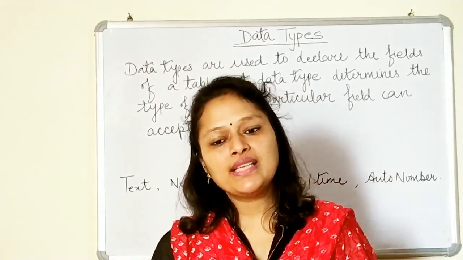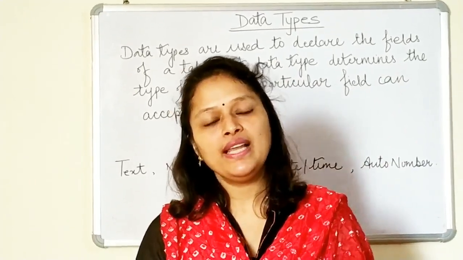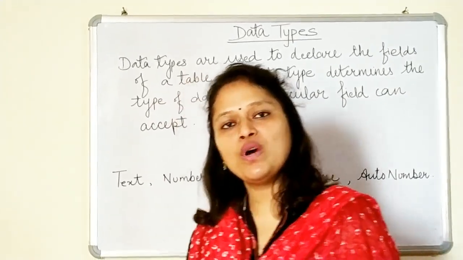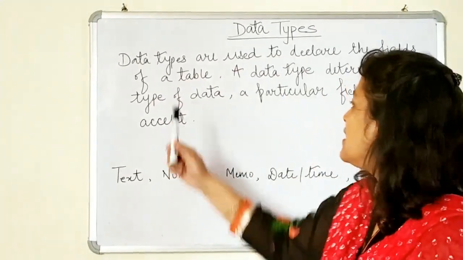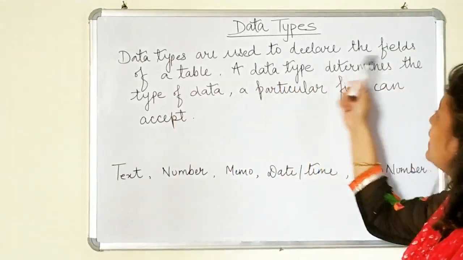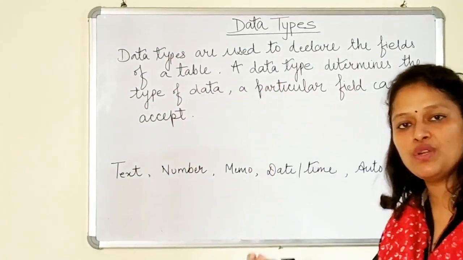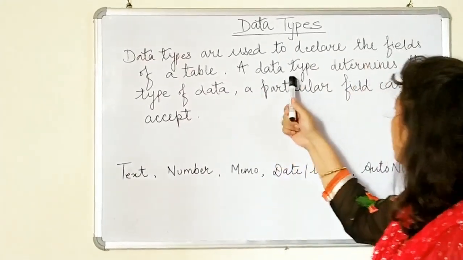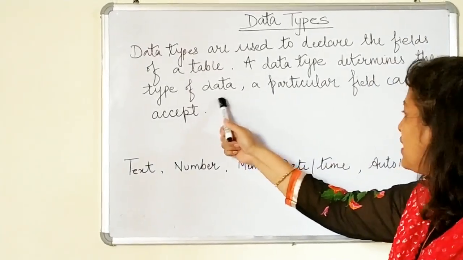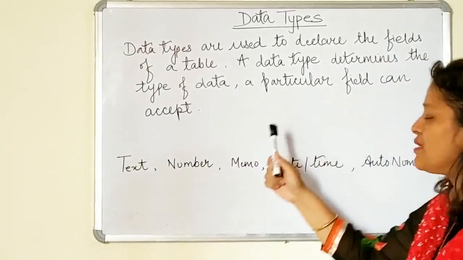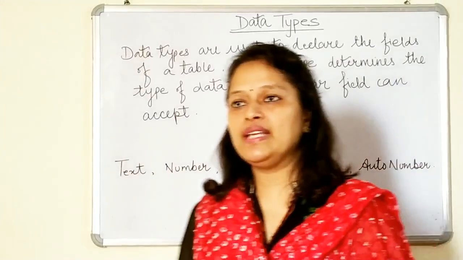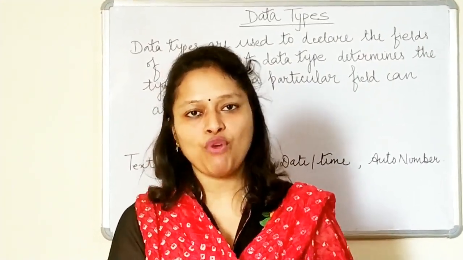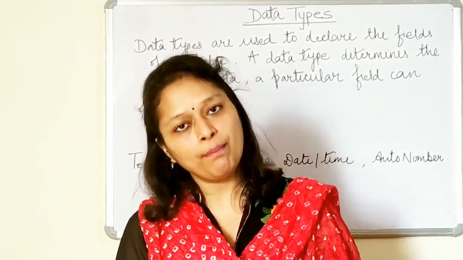Okay, we will discuss all these data types in detail in the next video. For now, you just concentrate on what data types are. Data types are used to declare the fields of a table, that is, what kind of data is stored in that field. A data type determines the type of data a particular field can accept. Now there is a very important thing, children: if you have described the name in text format, you cannot enter a number in that.